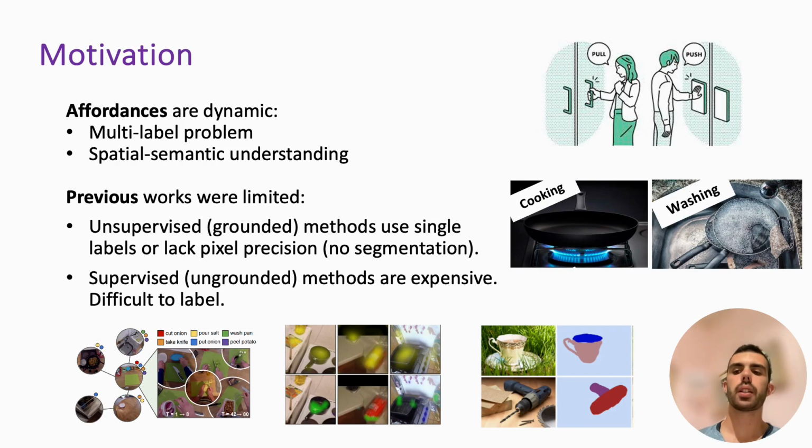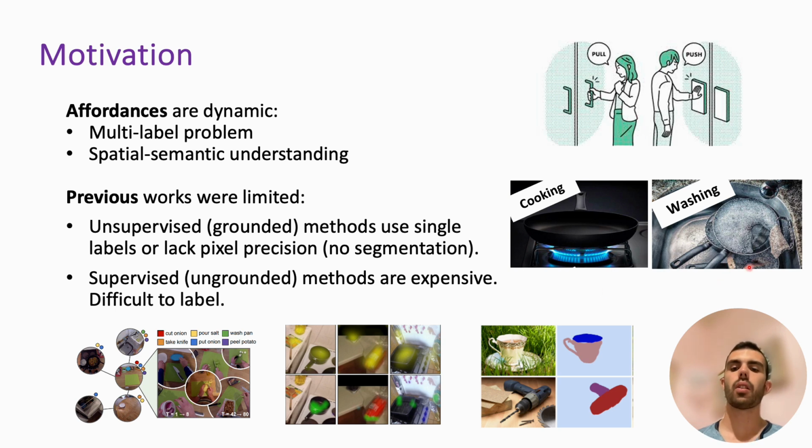Affordances are all the potential actions that the environment offers to the agent, which makes them a multi-label problem. Furthermore, egocentric perception requires a close spatial semantic understanding, as we can see here in this picture, since the properties of the objects depend a lot on their spatial context.